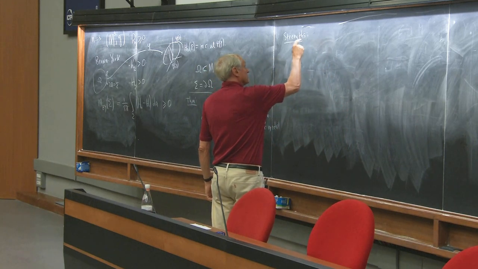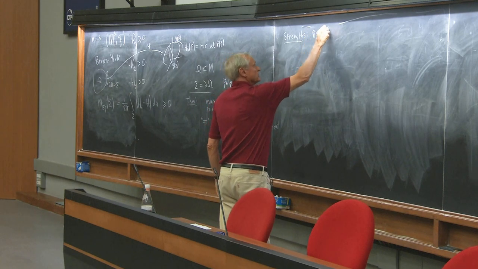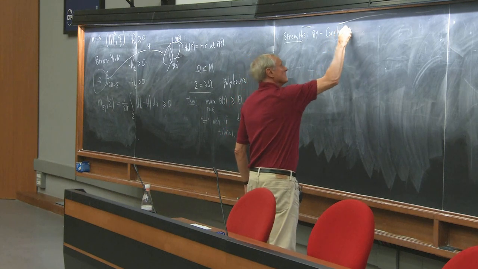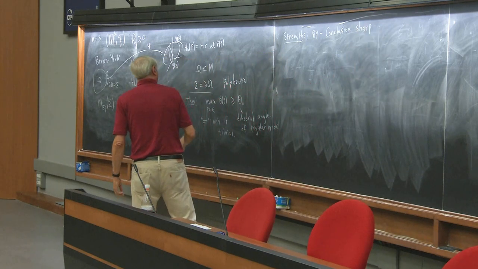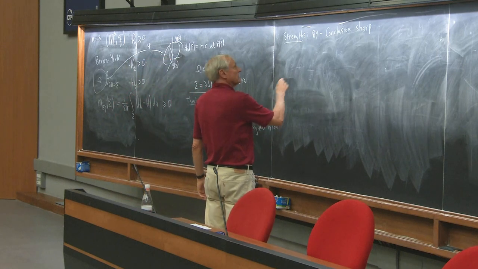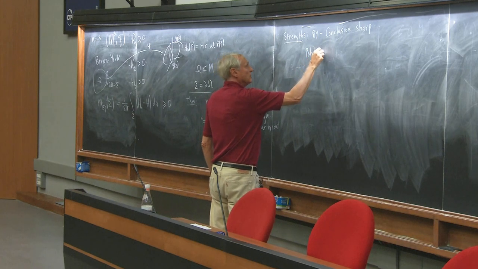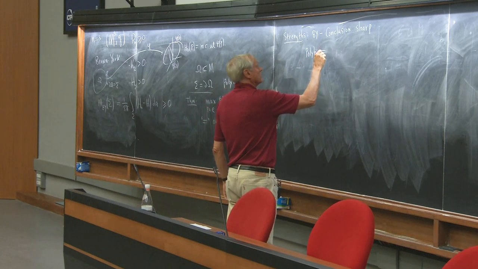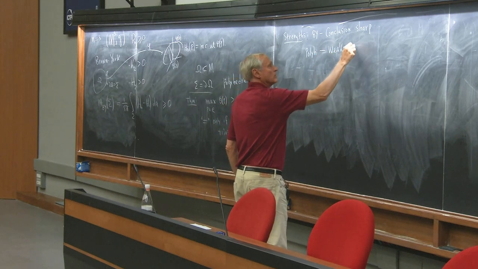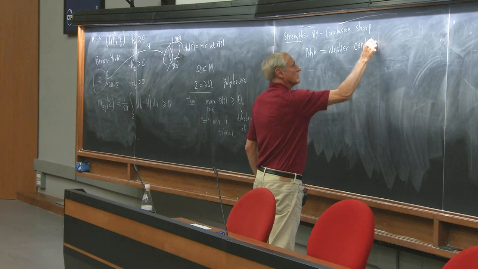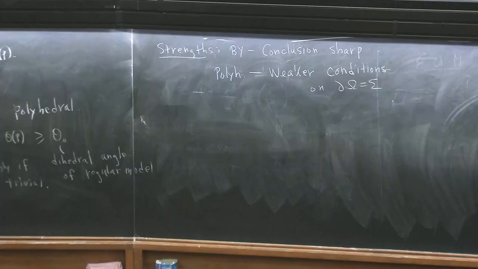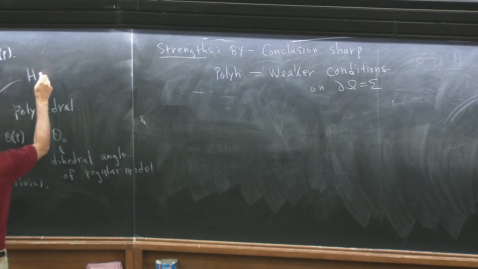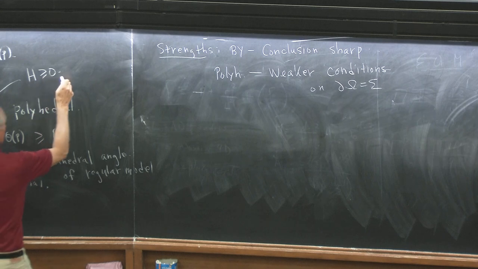So a key strength for Brown-York is that the conclusion is quite satisfactory, somehow sharp. And a key strength of the polyhedral case is that it has weaker boundary conditions. In the polyhedral case, I guess I didn't say it, but all that's required on the faces is that the mean curvature is greater than or equal to zero on the faces.